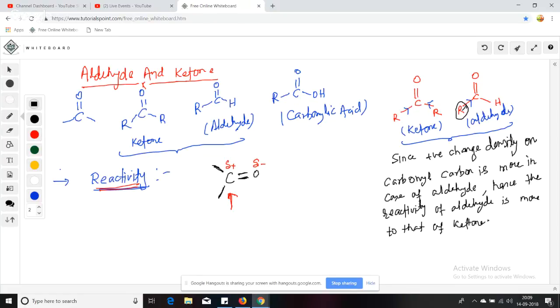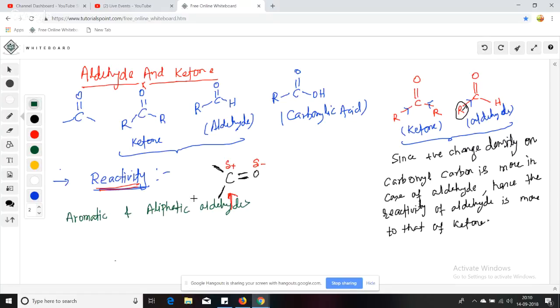Now if I ask you one additional thing over here, that if we compare the reactivity of aromatic aldehyde and aliphatic aldehyde, then what happens? Okay, reactivity of aromatic aldehyde and aliphatic aldehyde. Now we are going to compare the next thing, that is reactivity of aromatic and aliphatic aldehyde. Okay, so which one is having more reactivity in this?